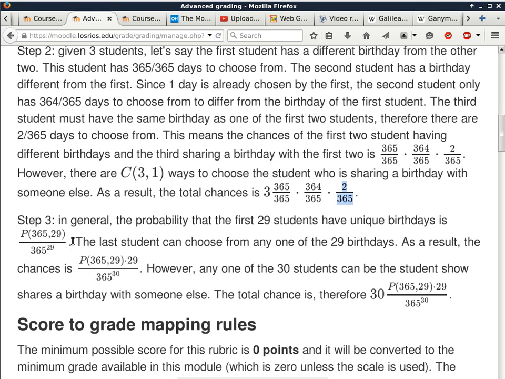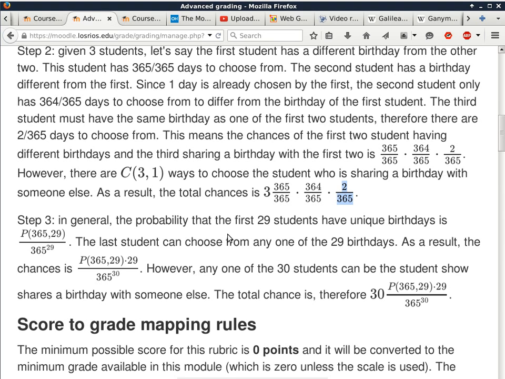In step 3, we are looking at a class of 30 students. With a class of 30 students, I want the first 29 students to have different birthdays to set up the background. How many ways can I arrange that? Well, the first student has 365 over 365 days to consider. The second student, 364 out of 365. The third student, 363 out of 365.